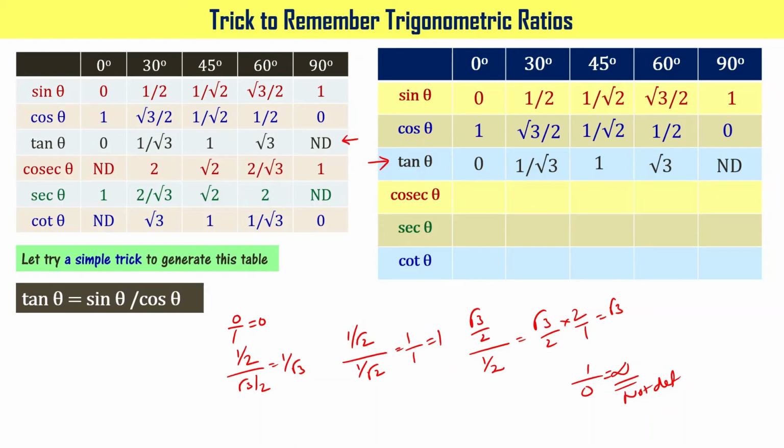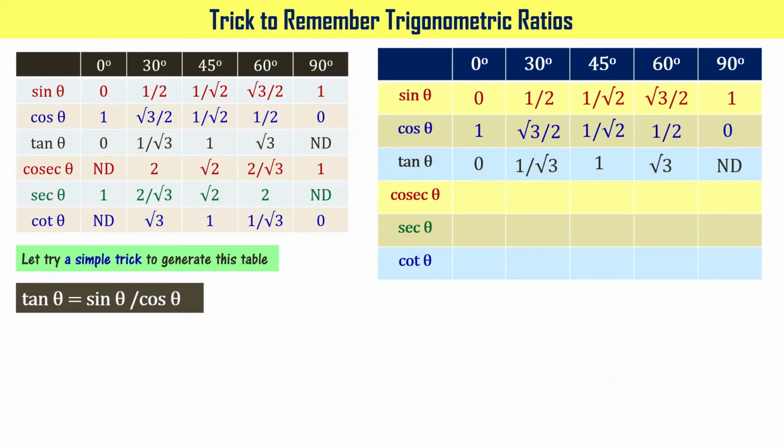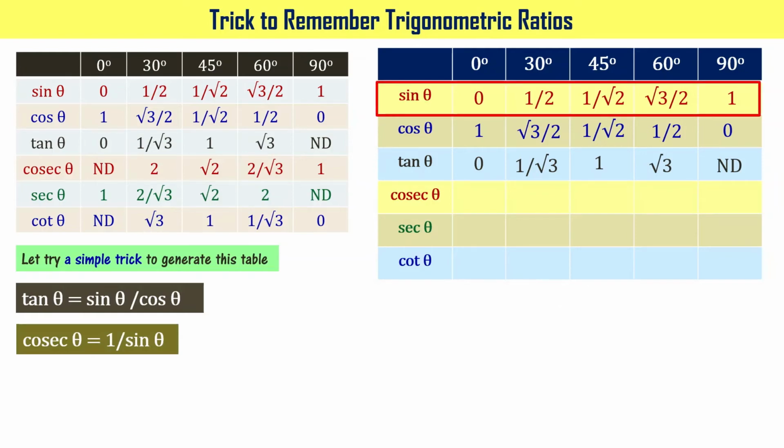Now let's look at cosec theta. Cosec theta can be written as 1 by sin theta. Look at the sine values. For 0 degrees, 1 by 0, that is equal to not defined. Let's write that. For 30 degrees, it is going to be 1 divided by 1 by 2, which becomes 2. Let's write that. And when it comes to 45 degrees, it is going to be 1 divided by 1 by root 2. That is equal to root 2.